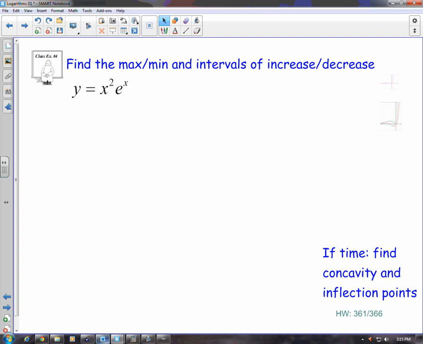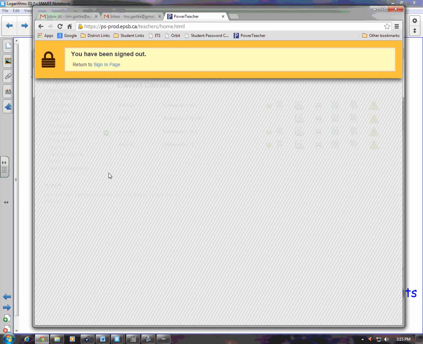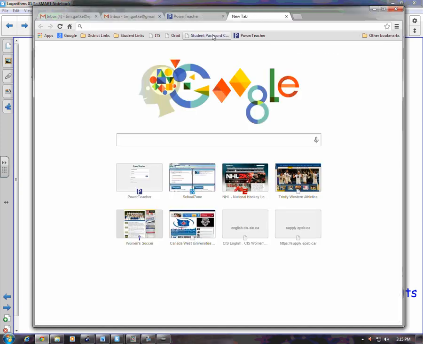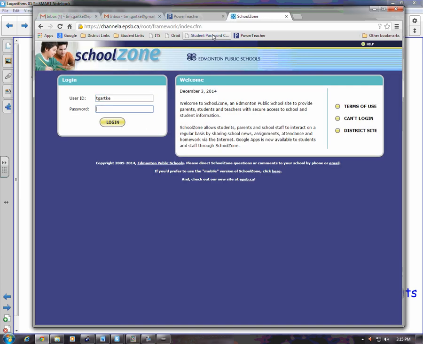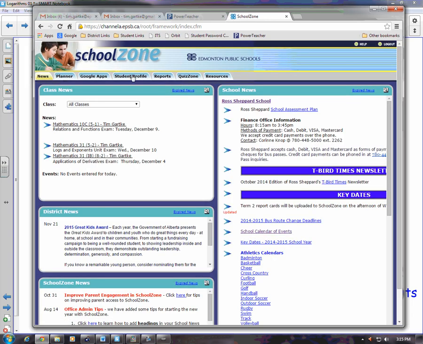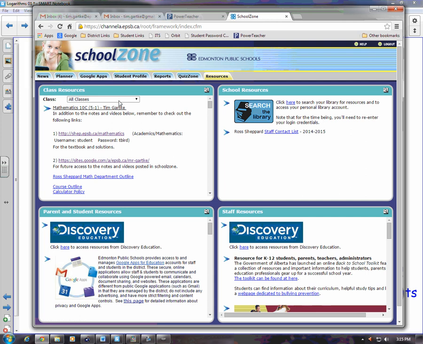And so if you want to do it and you want to see, well, what does it look like? Or if you just want to go find it and print it off, right? You can start through School Zone. So I'll just quickly show you. School Zone, and you log in with your own, and then go to the Resources tab.